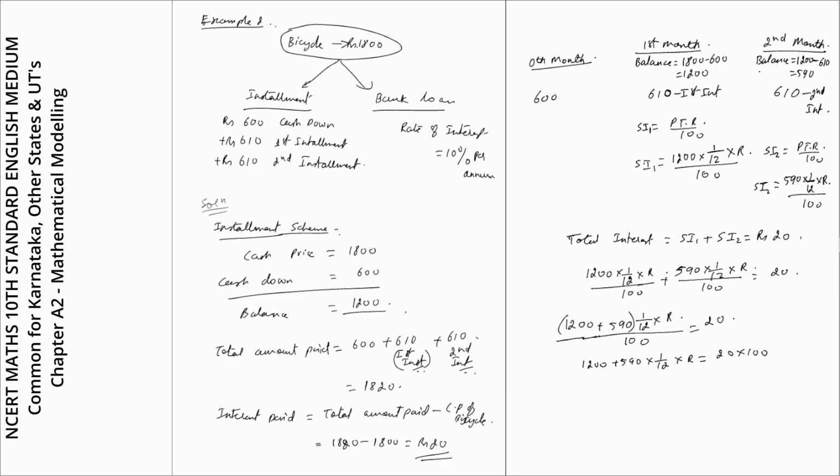Now if I simplify R, so R is equal to 20 into 100. So the 12 in the left hand side, the 12 is in the denominator of the left hand side, that will come to the numerator. Okay, and 1250 plus 590, okay, this whole thing gives 1790. So this rate of interest I'll get as 13.4%.